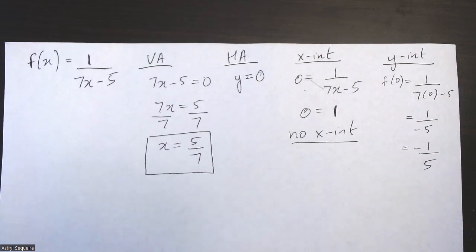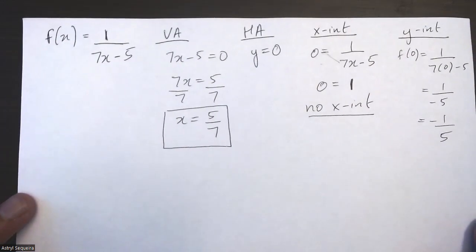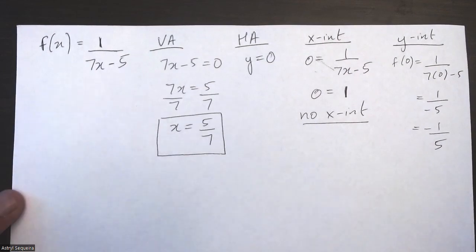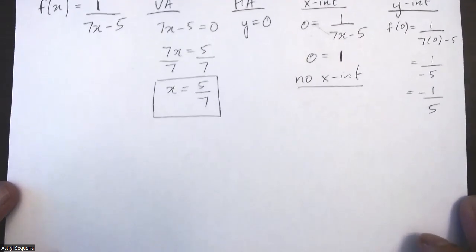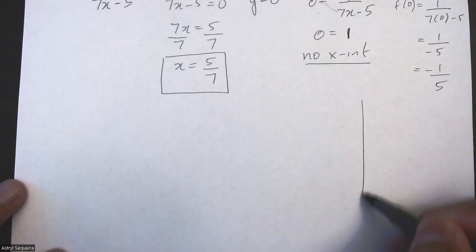Now that we have this information, we can do a sketch of the function. We can also do our domain and range as well. I generally do the sketch first and then I do the domain and range after because it just makes it a bit easier. So let's start with the sketch. We'll do it over here.